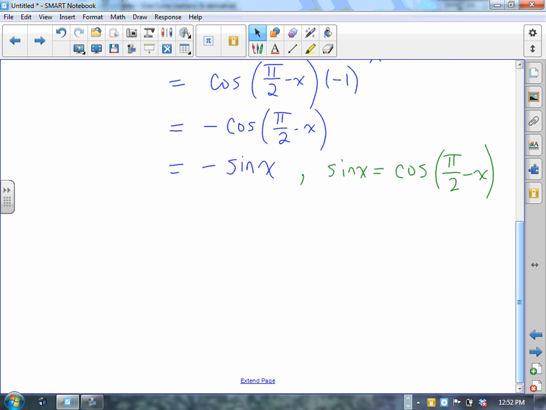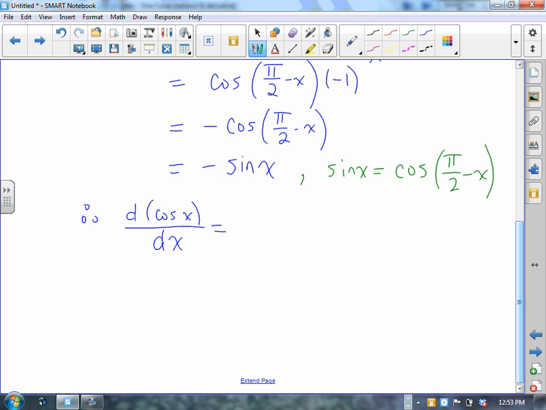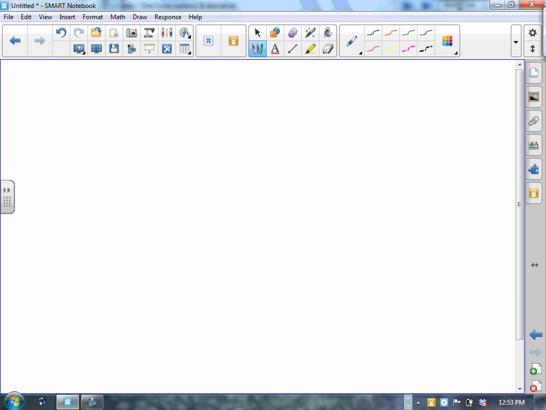So therefore, we have just proven using a cofunction identity that the derivative of the cosine function with respect to x is minus sine x. So what we'll do now is apply this to a single example, and when you come back into class tomorrow, we can pick this up and you can carry forward in determining derivatives. So let's try this one out.